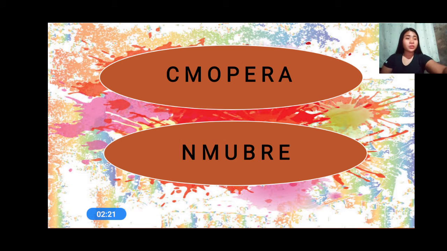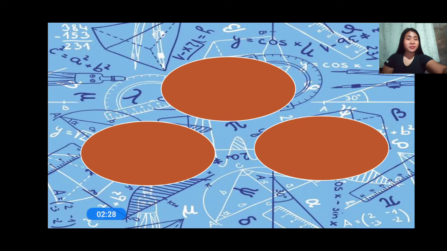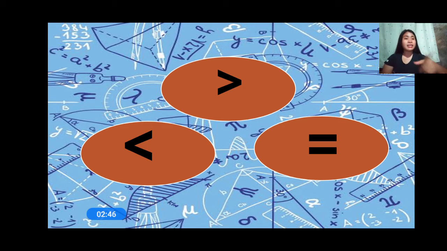Now I'm going to show you some signs, and then you're going to tell me what are those signs. Okay, are you ready? So the first sign is, what is that? It is greater than. Very good. How about this second symbol? Very good. That is less than. How about this one? That is equals. Now we have the first one, greater than, next less than, and then we have the equals.